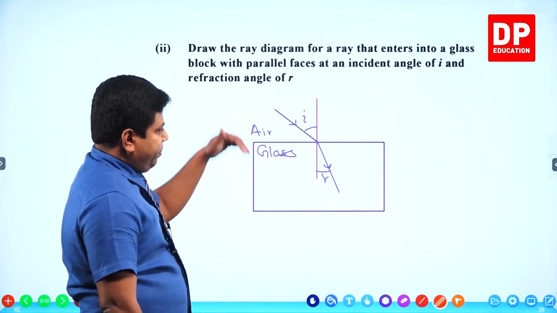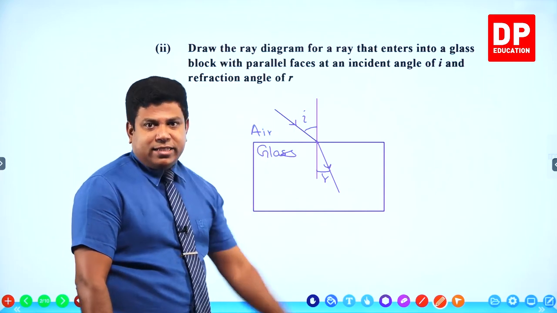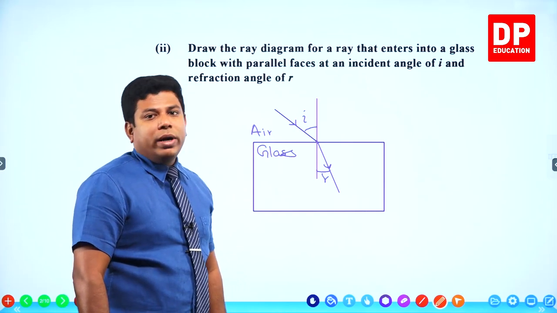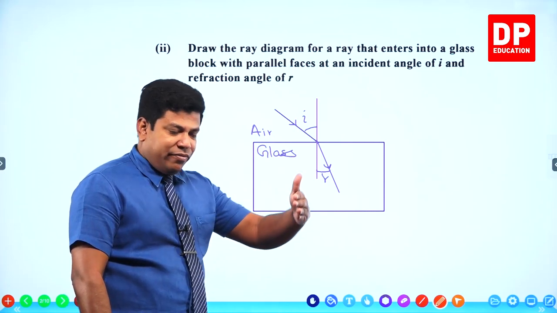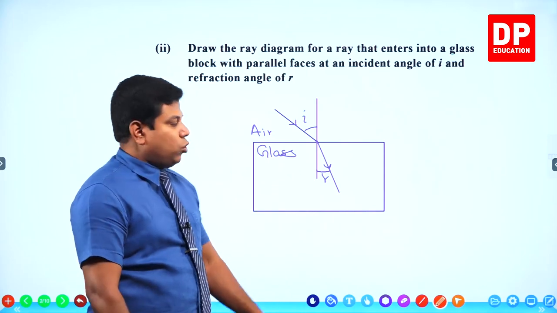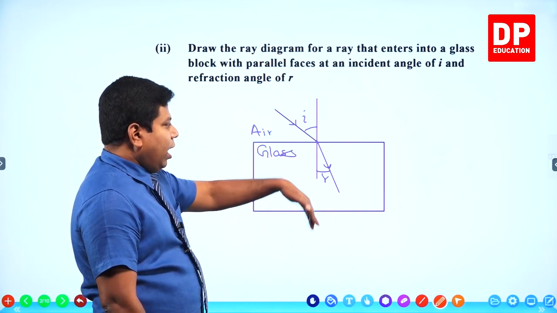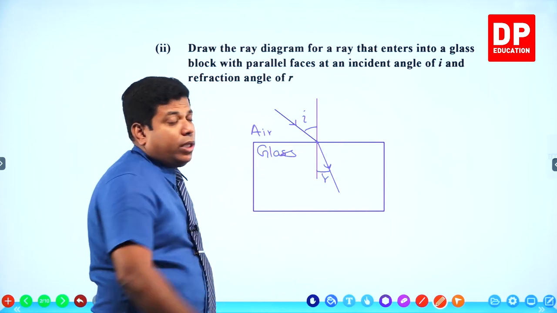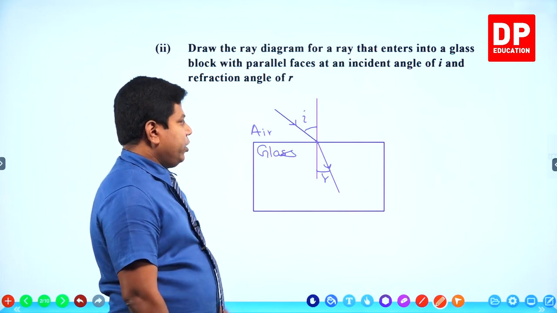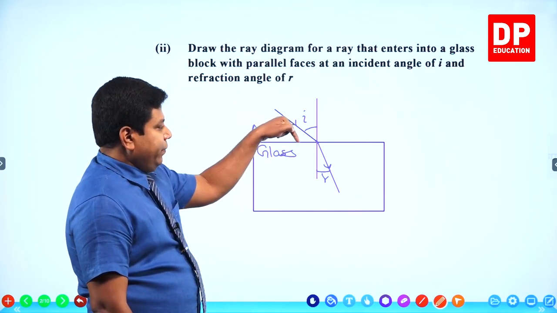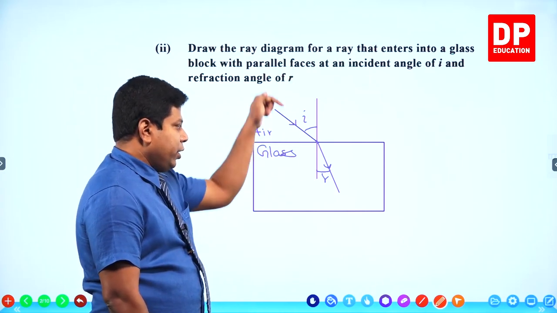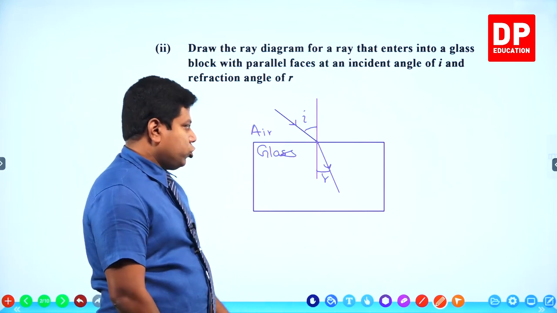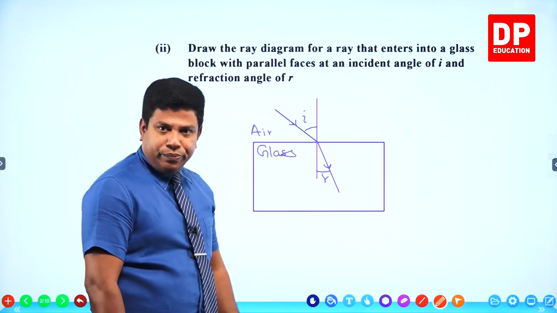So, you know, from a less dense medium, when the light ray enters into a more dense medium, it gets refracted towards the normal. You have to note that. So, R is less than I. Can you see that? R is less because it has come closer to the normal line. So, you have to draw the incident ray, the normal, and the refracted ray, and mark I and R. Also name the mediums, air and glass.